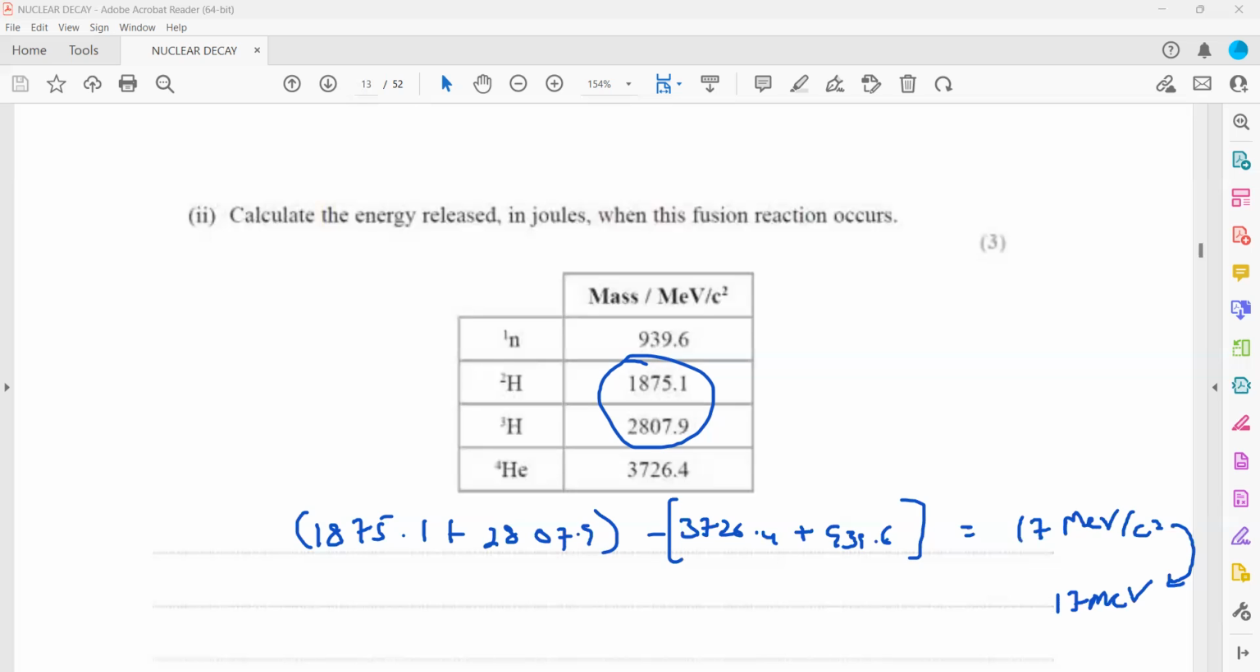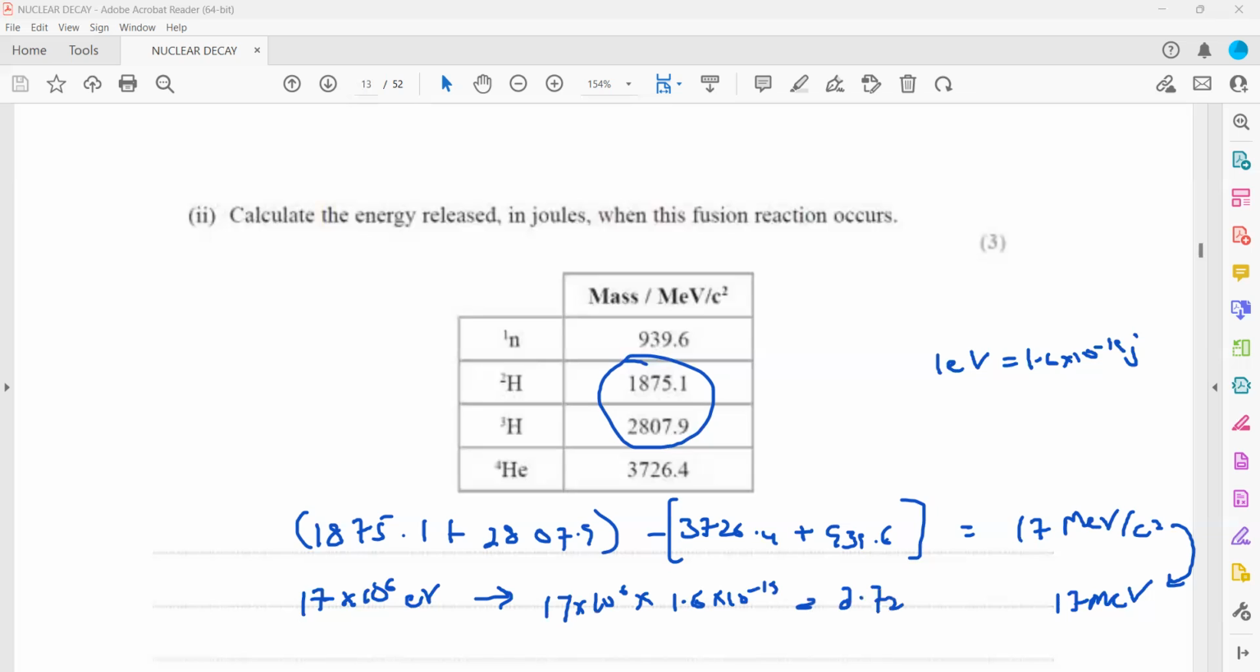Now we just have to convert this 17 mega electron volt into joules. First, 17 mega electron volt converts into electron volt: 10 to the power 6. Then to convert electron volt into joule, we multiply, because 1 electron volt equals 1.6 times 10 to the power minus 19 joule. So 17 times 10 to the power 6 electron volt times 1.6 times 10 to the power minus 19 gives 2.72 times 10 to the power minus 12 joule. That is the amount of energy released in joules.